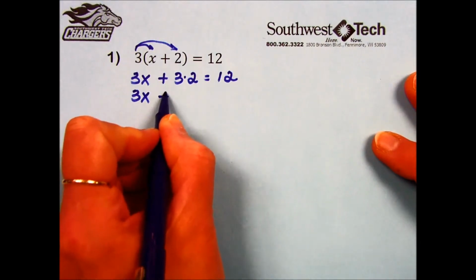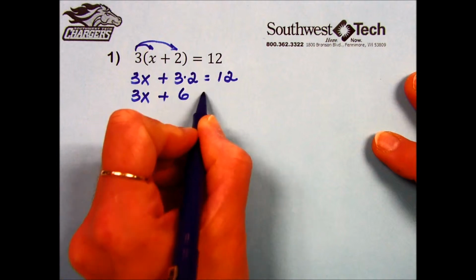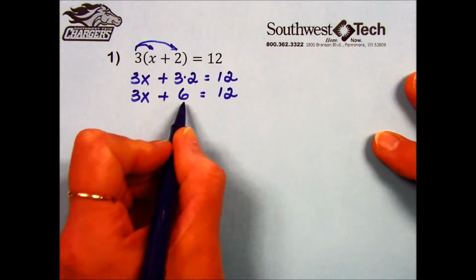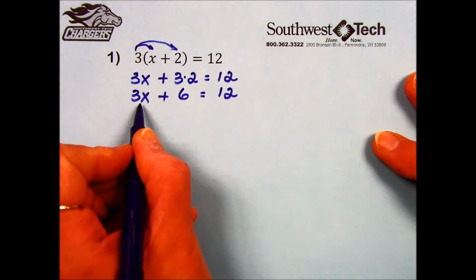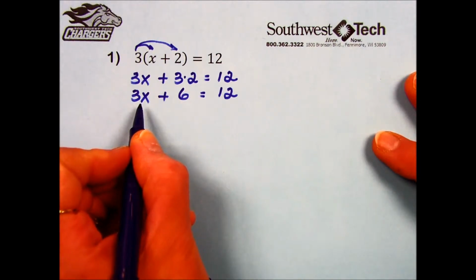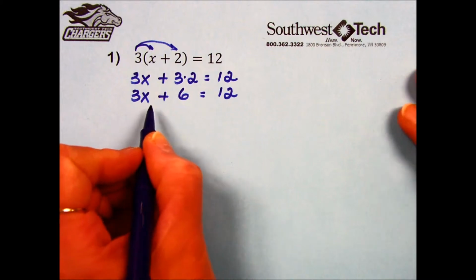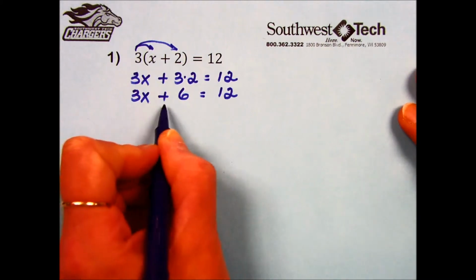3 times x is 3x. 3 times 2 is 6, is equal to 12. Next, we would simplify both sides if possible. There's nothing to combine on the left-hand side, so that's taken care of. The next rule would be to remove a variable from one side if there was a variable on both sides. That's not the case, so we're down to getting the variable by itself.